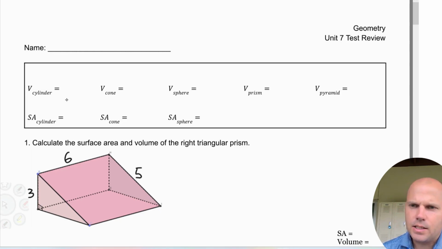We got the same for the cylinder and the prism, essentially. The same for the cone and the pyramid, essentially. It's where the surface areas differ a little bit.